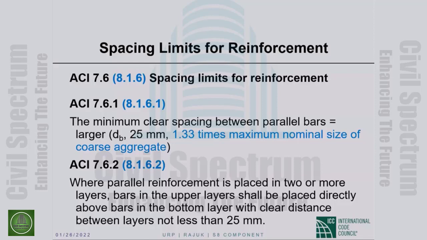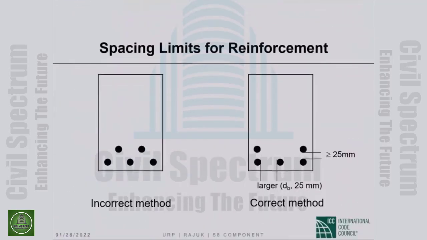Where parallel reinforcement is placed in 2 or more layers, bars in the upper layer shall be placed directly above bars in the bottom layer with clear distance between layers not less than 25 millimeters. This is extremely important. This is no good. You have 2 bars in this layer, 3 bars in the lower layer. This arrangement of reinforcement makes concrete placement very difficult.